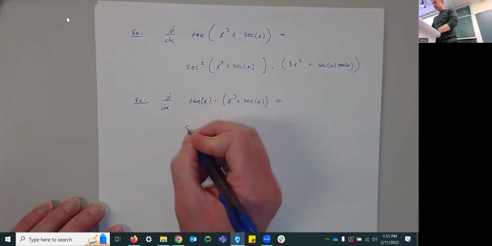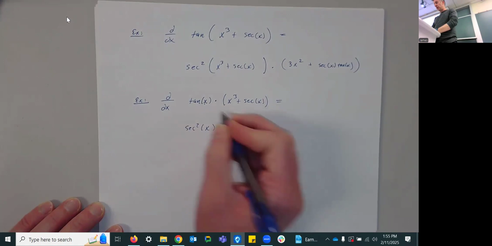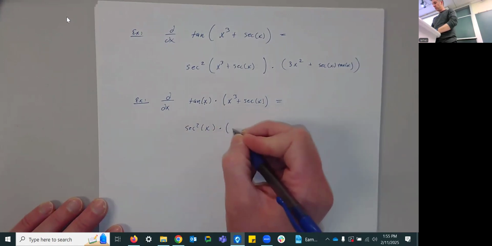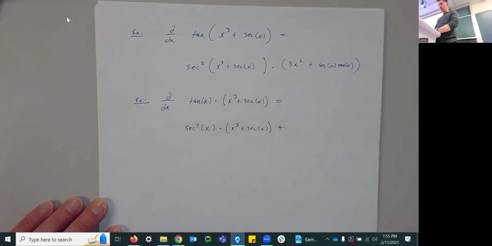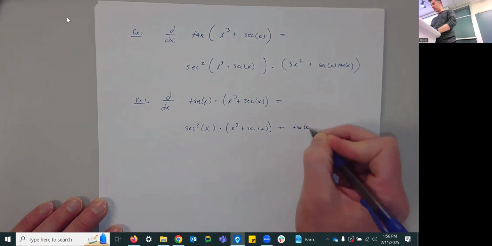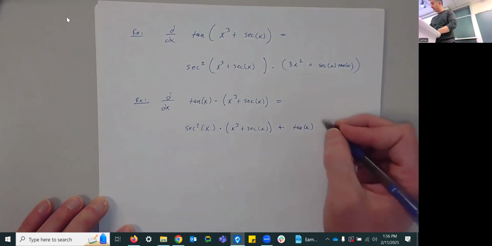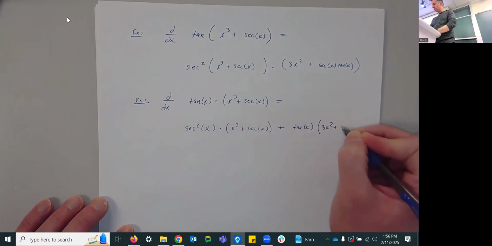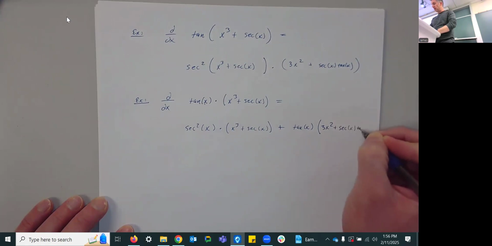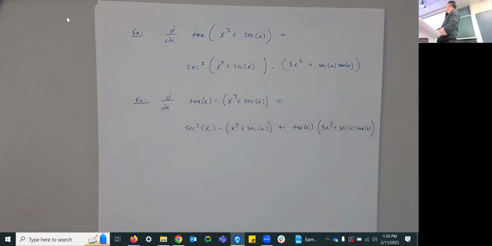Derivative of tangent of x is secant squared of x. Multiply by, you leave the other stuff alone, x cubed plus secant of x. Plus, then we switch it up. We leave tangent of x alone. Follow my own advice here. Multiply by the derivative of the other thing, which is going to be 3x squared plus secant of x times tangent of x. Especially for secant of x, tangent of x, I've seen many people over the years say it's secant tangent of x and forget the x in the middle there, and that is not a thing at all. You definitely need secant of x times tangent of x.